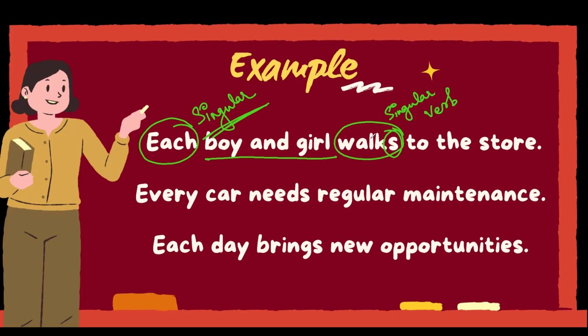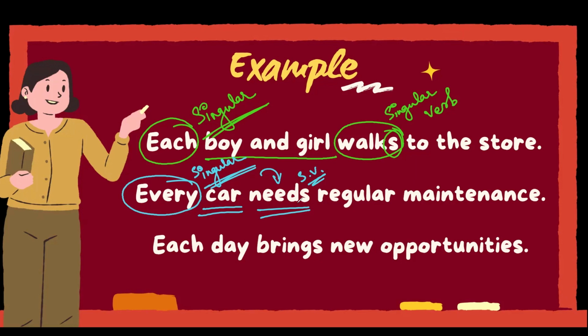Alright, so let's have a look at the second example, which says every car needs regular maintenance. So which is the noun of the sentence? We can see car is the noun which is modified by the word every. That's why the subject is considered singular. And because the subject is considered singular, we will use a singular verb. That means we will add S to the base form of the verb need. So the sentence says every car needs regular maintenance.